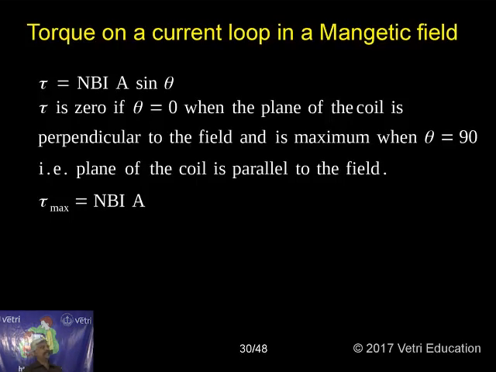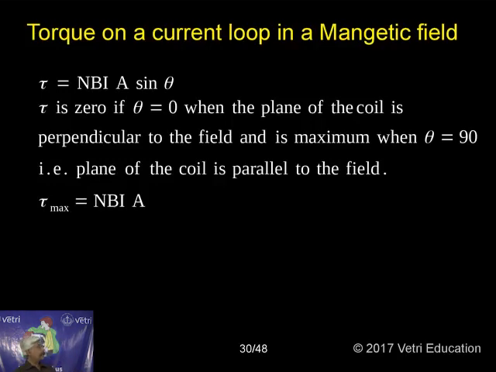Torque on a current loop in a magnetic field. So just like that, in the electric field and magnetic field, we have seen what a torque is, the rotating force. NBIA sin theta, the same formula, NBIA sin theta, torque on a current loop in a magnetic field. Tau is 0 if theta is equal to 0, because sin 0 is 0. NBIA sin theta, don't forget it. Force is BIL sin theta. If it is torque, NBIA sin theta.